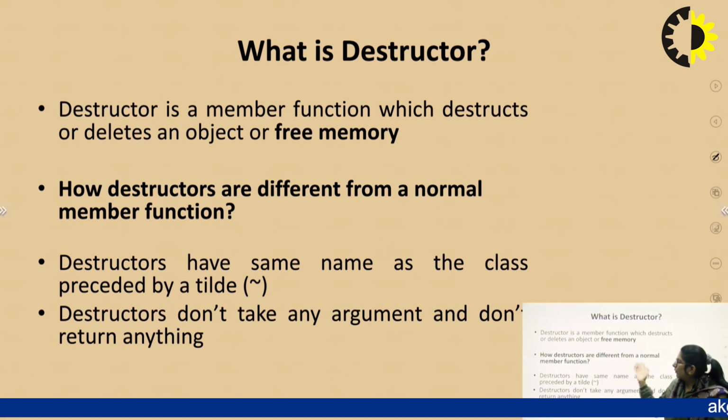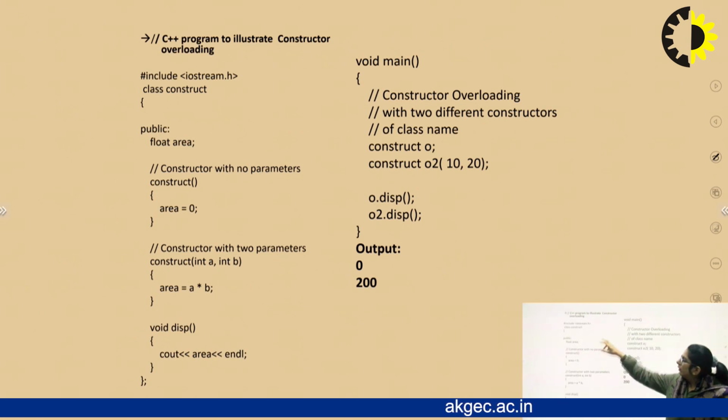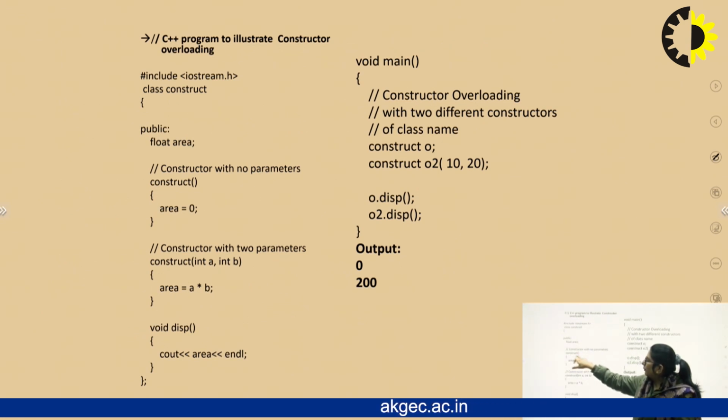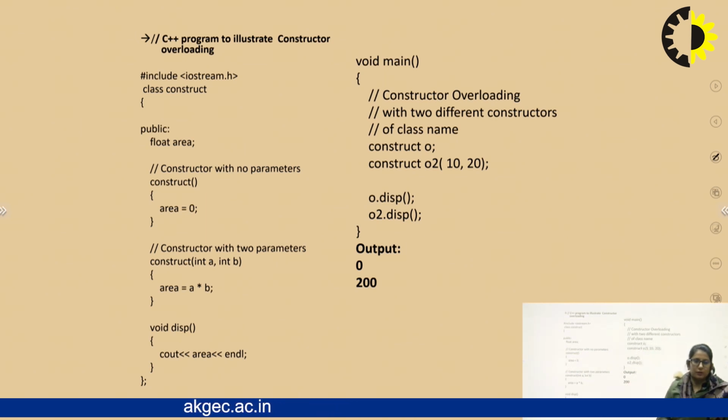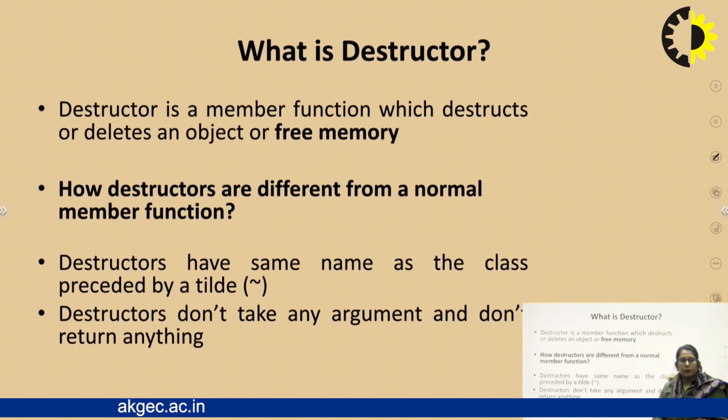Now how is it different from a normal member function? It has the same name as that of the class but preceded with a tilde symbol. In the constructor we have seen simply the name of the class. But if we put a tilde symbol here, it will become a destructor.